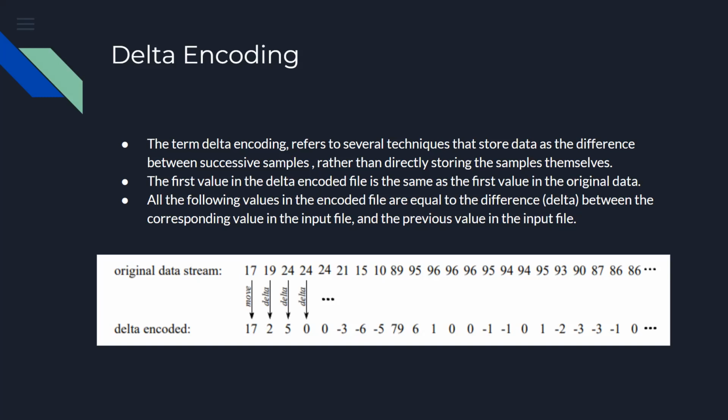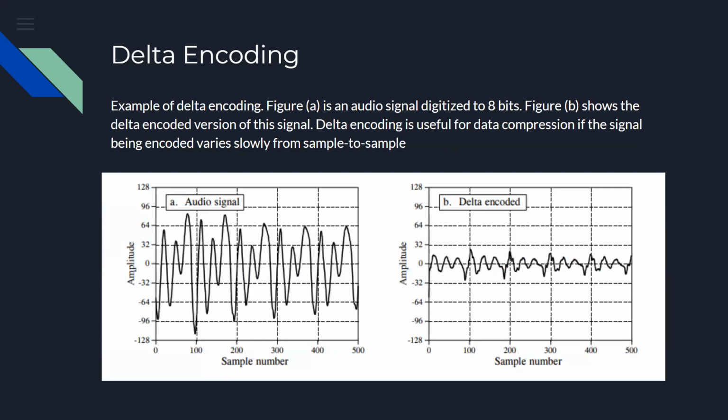The first value in the delta encoded file is the same as the first value in the original data. All the following values in the encoded file are equal to the difference between the corresponding value in the input file and the previous value of the input file. So delta encoding can be used for data compression when the values of the original data are smooth. That is, there are typically only small changes between the adjacent values.